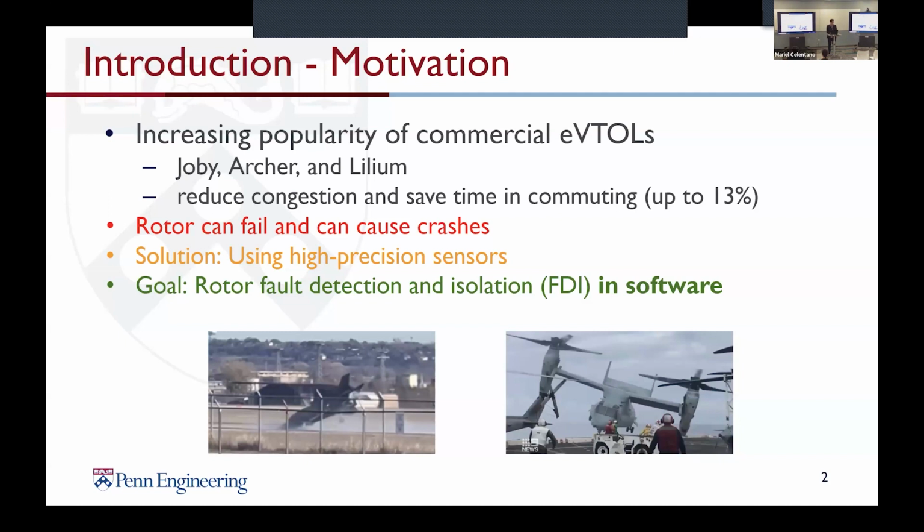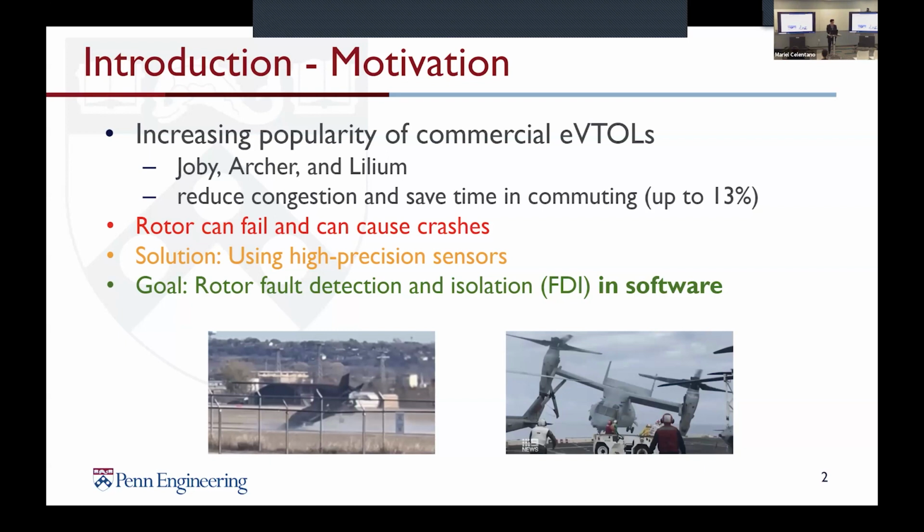However, the problem is that the rotor can fail and cause a crash. We have two examples. They are both military ones because commercial eVTOLs are just emerging. The left one is the F-35B and the right one is the MV-22. Both happened when landing. This problem is critical, and in the previous solution, engineers can use high precision sensors, but we do know that in the companies there's discussion that the sensors are too expensive.